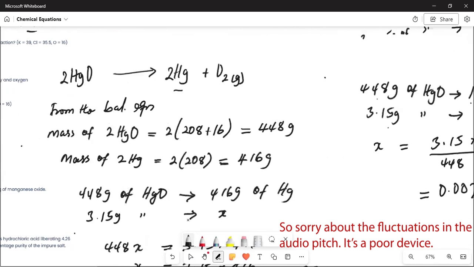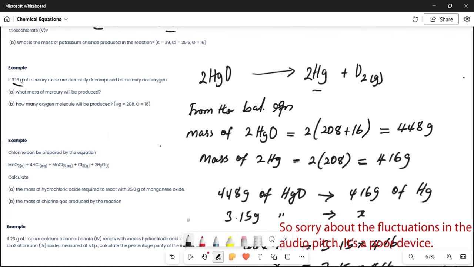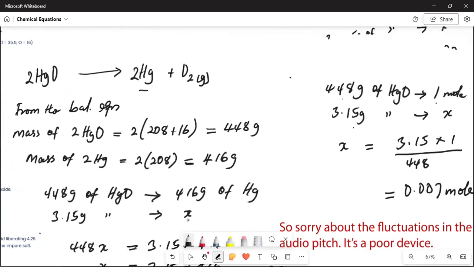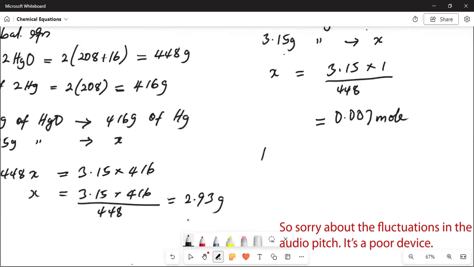The question says molecule of oxygen. Look at the question: how many oxygen molecules will be produced? What we have there is mole. Mole and molecule are not the same thing. We call that 1 mole of any substance contains 6.02 times 10 to the power 23 molecules or elementary entities, depending on the type of substance in question. So in this case, we are talking about oxygen molecules, so the elementary entity should be molecules.